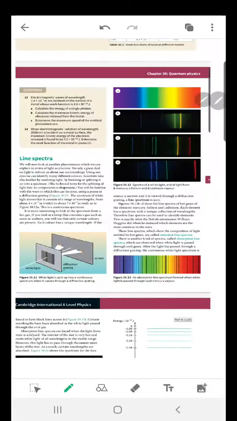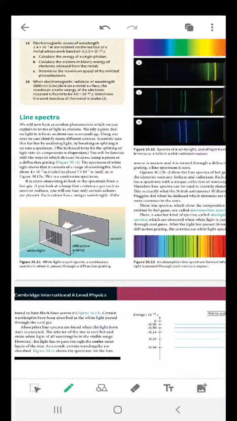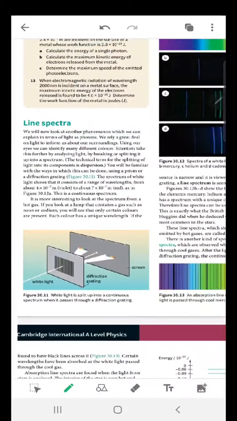Hello everybody. So today our topic is line spectra. Last time we talked about the photoelectric effect, how it is formed, and how Einstein came up with the equation of energy that was related to the velocity and your lambda. Now today we are going to talk about line spectra. It's a very interesting phenomenon. Let's see what actually it's all about.